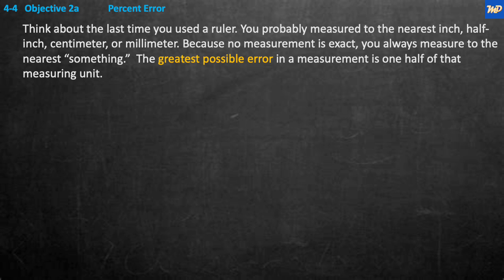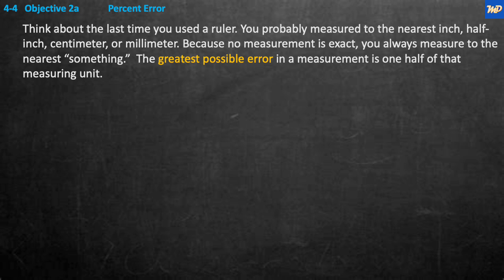Okay, objective 2, percent error. It says 2A there, and this is the second. There are going to be two slides for the objective, but the other one will come a little later. Think about the last time you used a ruler. You probably measured to the nearest inch, half inch, centimeter, millimeter. You had some amount you're measuring to on your ruler, right? Because no measurement is exact. You always measure to the nearest something, like to the nearest inch or quarter inch or half inch, right?